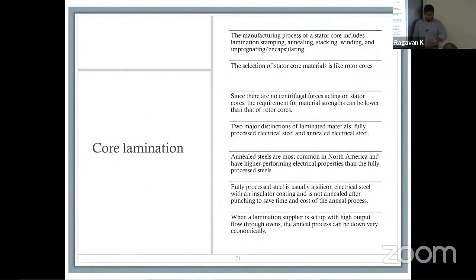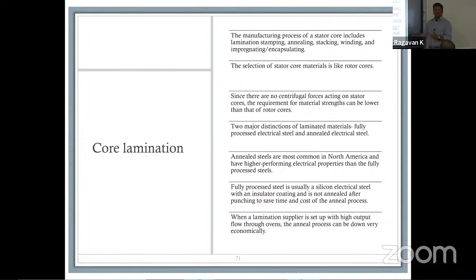So in terms of core laminations, you have to look at the approaches for how you are designing the core. The selection of the stator core material. You don't have any centrifugal forces on the stator, which means you have less of a concern about mechanical forces, right? But you have to look at whether it's fully processed steel or annealed steel.